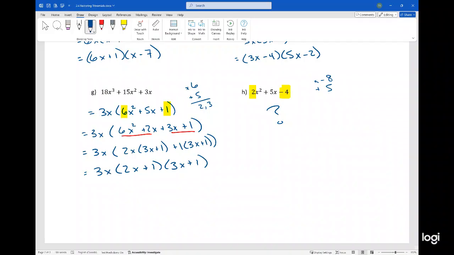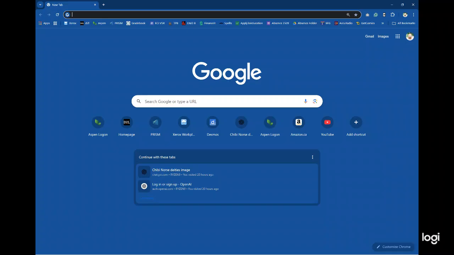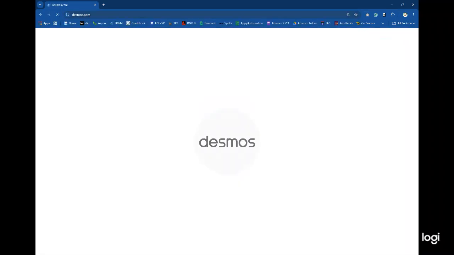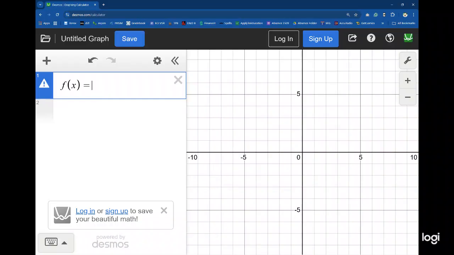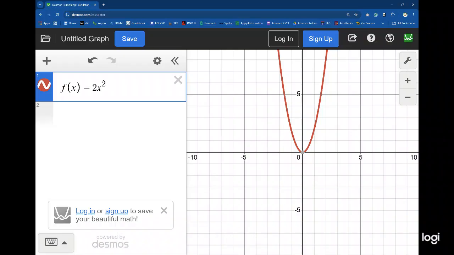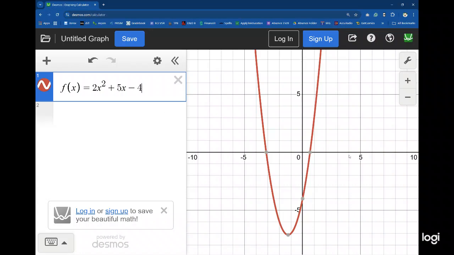Okay, so if you get one like that and you're like, oh, geez, I'm not sure exactly what the problem here is, but there seems to be something wrong, here's what I'm going to ask you to try. 2x squared plus 5x minus 4. I'm going to go to Desmos and open the graphing calculator. I'm just going to put in that polynomial as a function. It was 2x squared plus 5x minus 4. And I can see that it looks like this.